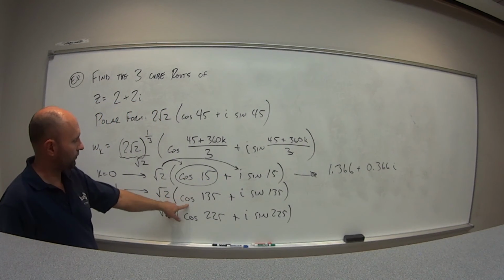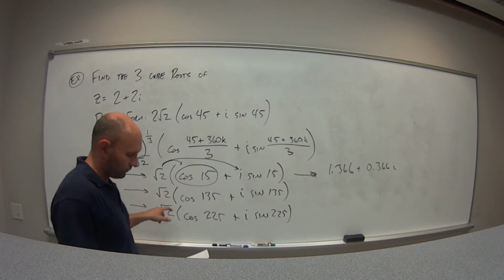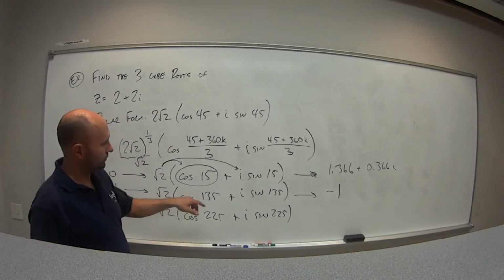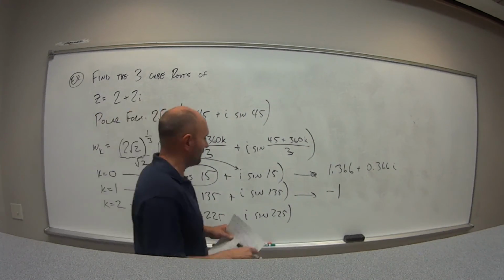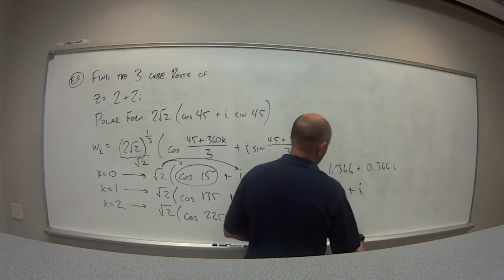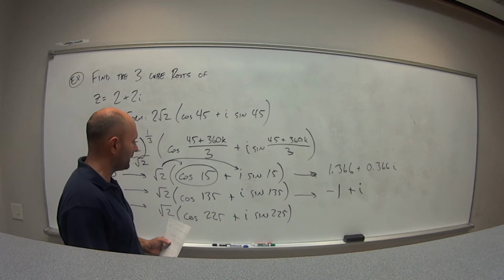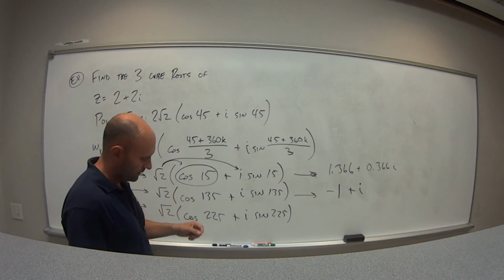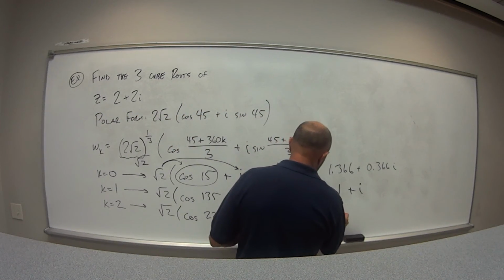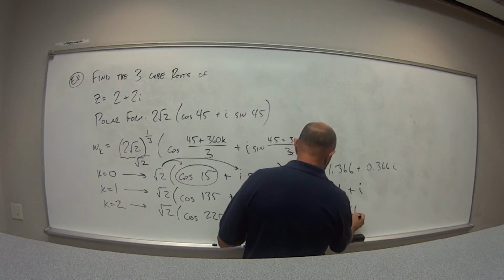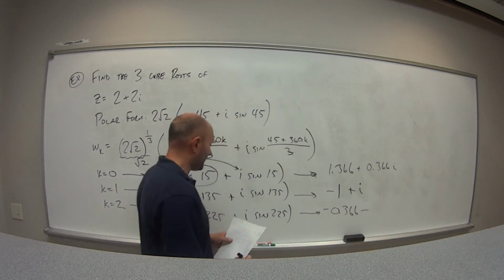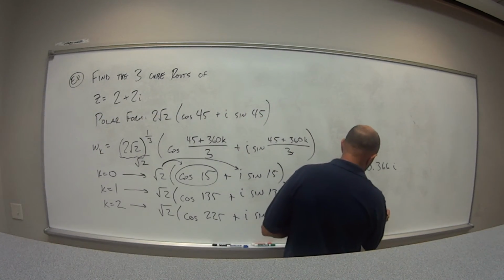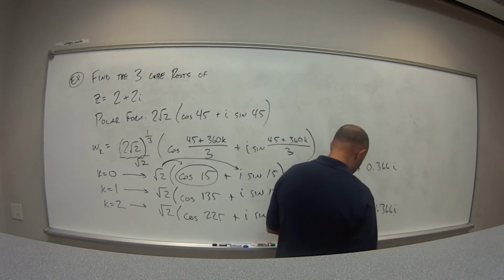For the second piece, cosine of 135 times square root of 2 is -1, and square root of 2 times sine of 135 is +1. So we just get -1 plus i. And then lastly, cosine of 225 times square root of 2 on your calculator gives you -0.366. And sine of 225 times square root of 2 is -1.366 i.